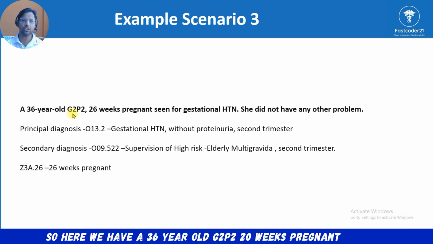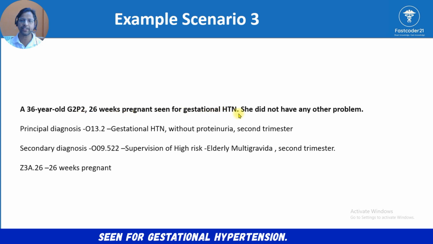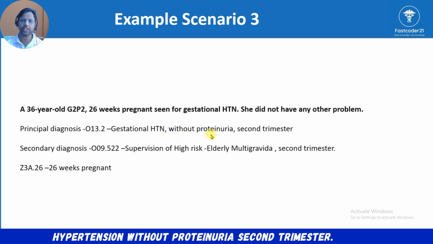And we will see the third scenario. A 36-year-old G2P2, 26 weeks pregnant, seen for gestational hypertension. She did not have any other problems. Here our principal diagnosis will be gestational hypertension without proteinuria, second trimester. Why? Because 26 weeks comes under second trimester only.